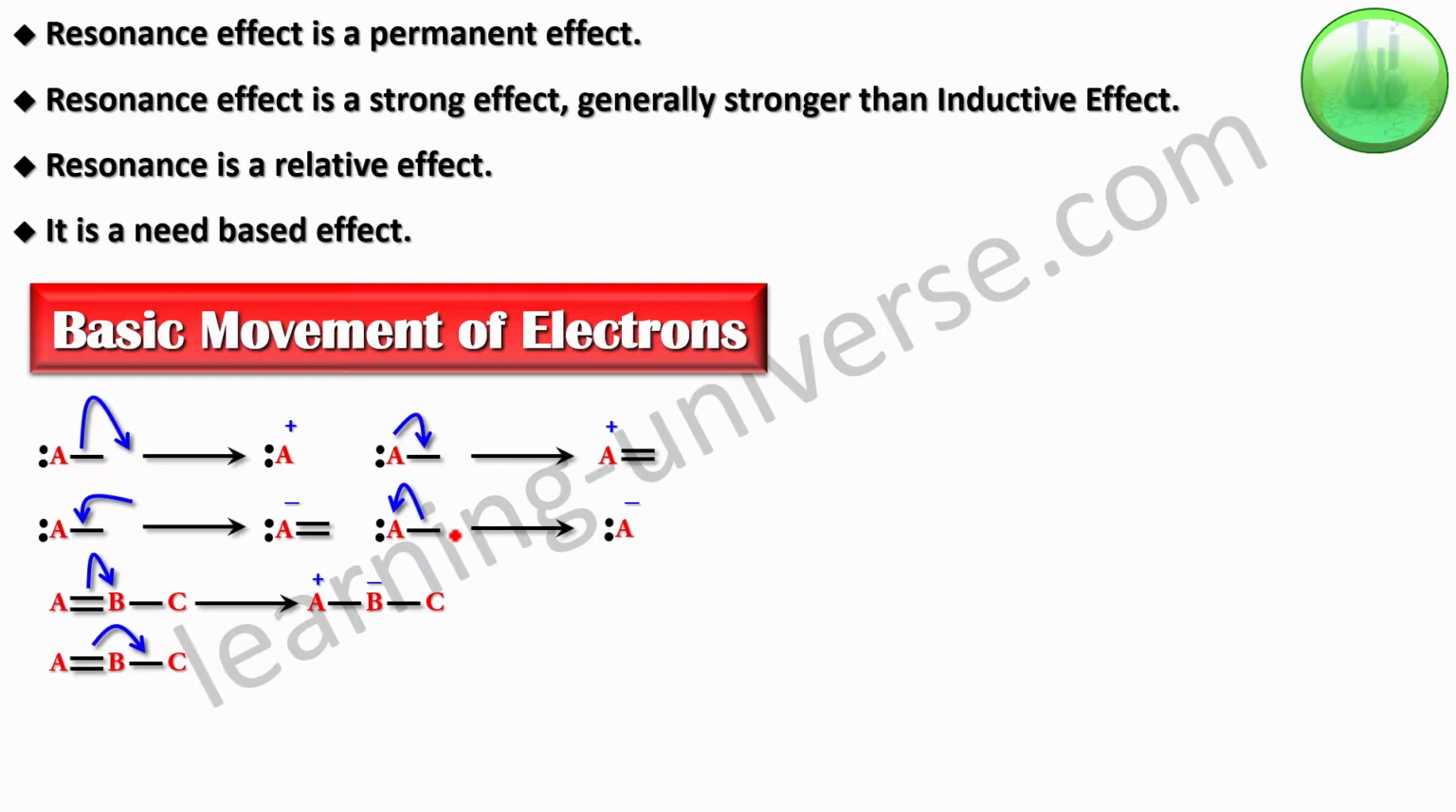Now, for A, it is like this. Again, bond is moving away from A. And for C, it is like this. From somewhere, the electrons are coming to the bond. So A will become plus and C becomes negative. And remember, the total charge in all of these movements is the same.